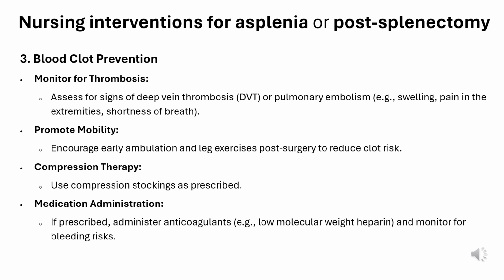Blood clot prevention. Monitor for thrombosis. Assess for signs of deep vein thrombosis (DVT) or pulmonary embolism, for example swelling, pain in the extremities, shortness of breath. Promote mobility: encourage early ambulation and leg exercises post-surgery to reduce clot risk. Compression therapy: use compression stockings as prescribed. Medication administration: administer anticoagulants, for example low molecular weight heparin, if prescribed, and monitor for bleeding risks.